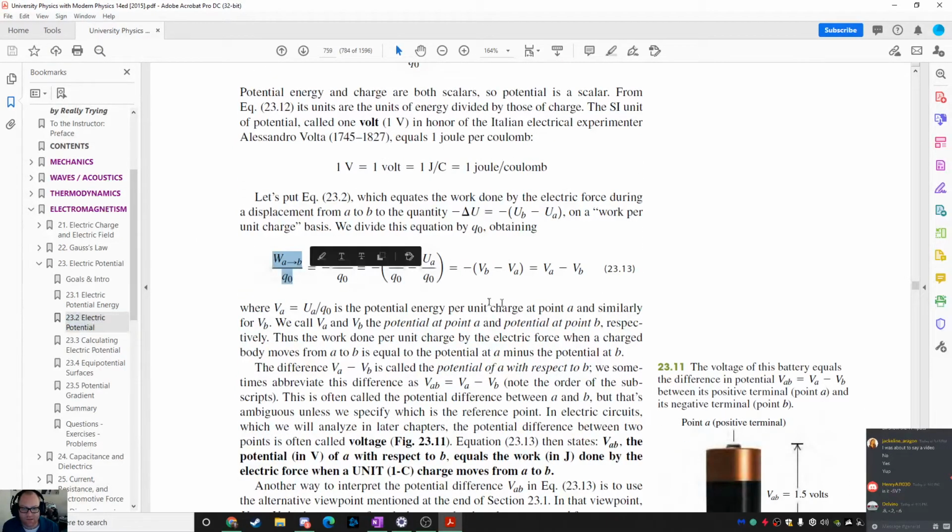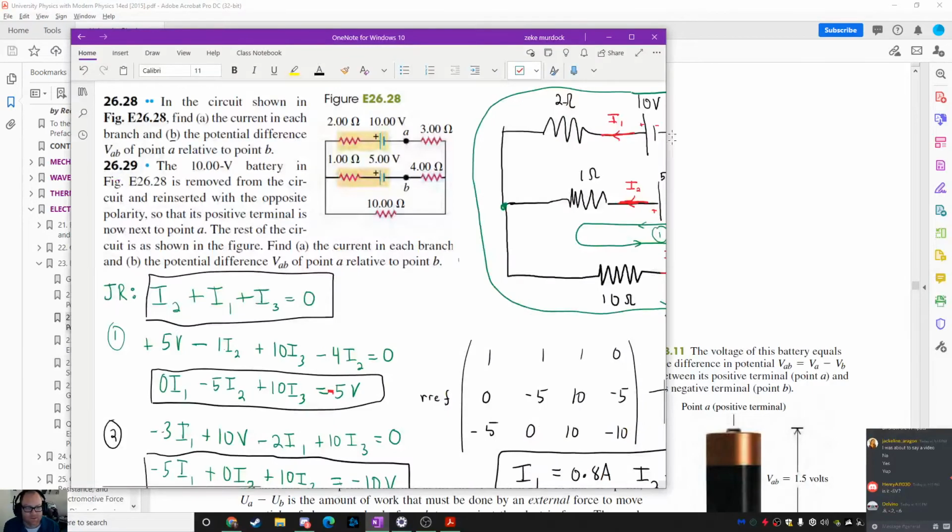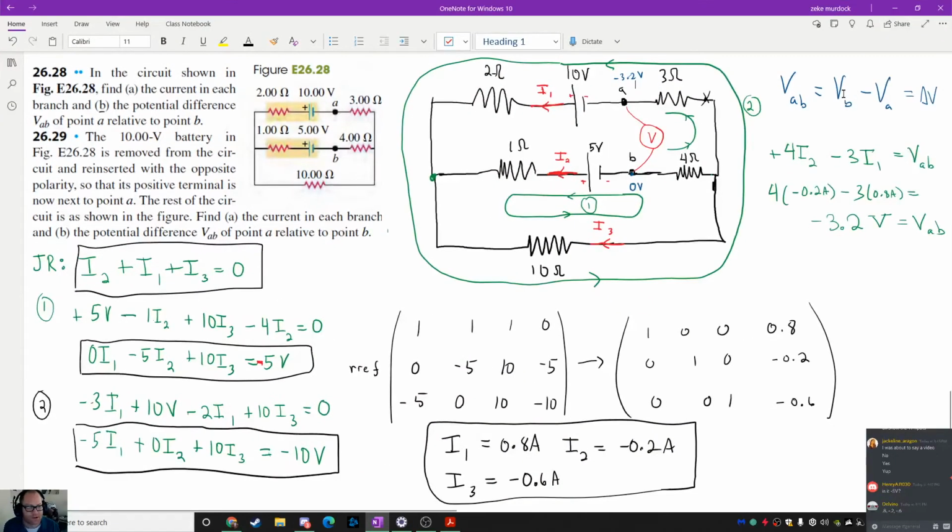The work to go from A to B is negative of VB minus VA, which is VA minus VB. It's called the potential with respect to B. We agree with this. Yeah, it is VA minus VB. Okay, that's fine. They want to go A minus B. We can do that. So yep, I got these backwards. This is not VB minus VA. They write it as VA minus VB.